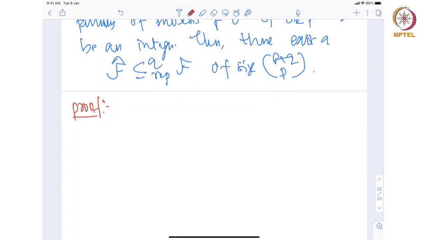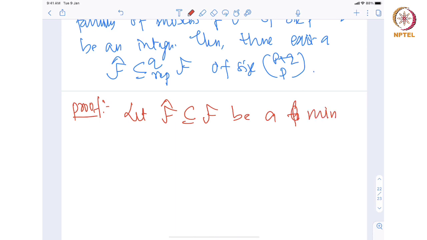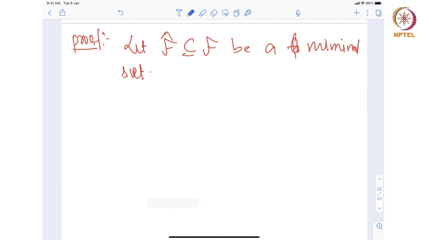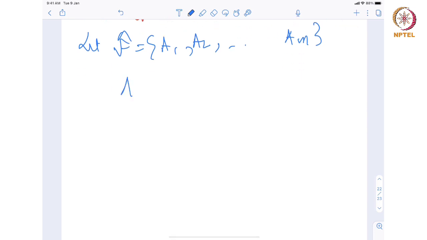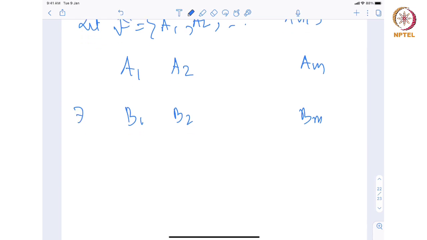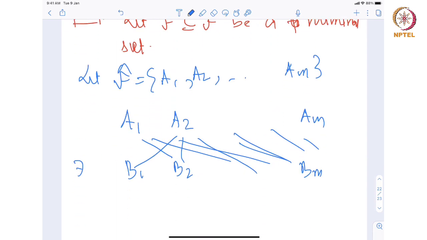We have already defined the notion of minimality. Let F hat subset of F be a minimal set, and let F hat be A1, A2, up to Am. Since F hat is minimal, you will be able to find for each Ai a Bi with this property: A1 intersects with every other Bj, A2 intersects, and so on.